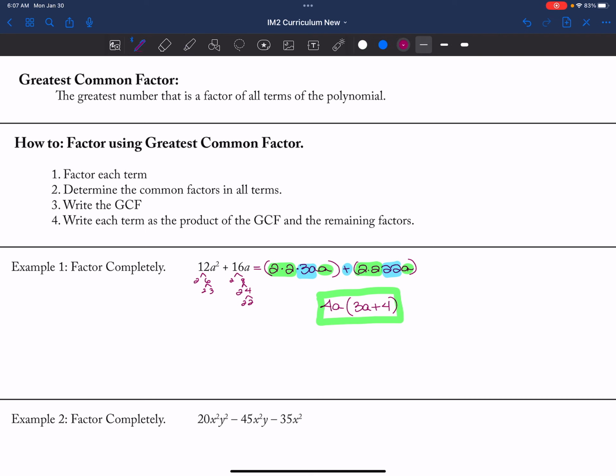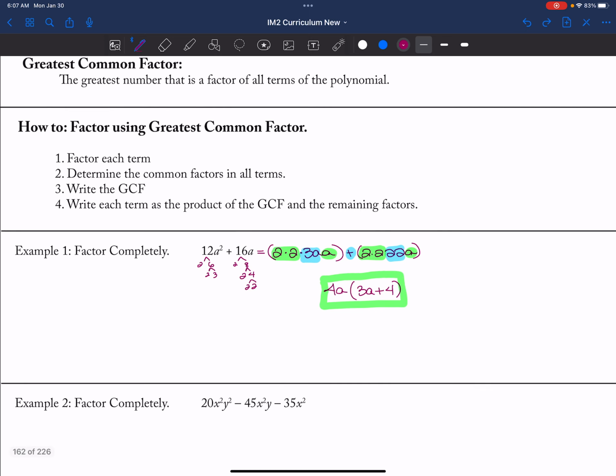If I were to go back through and distribute here, I would have gotten a 12a squared, and I would have gotten a 16a. Okay, but I don't necessarily need you guys to check your work. But if you're worried, right, like, oh my gosh, am I doing it right? Then go ahead and use distributive property.